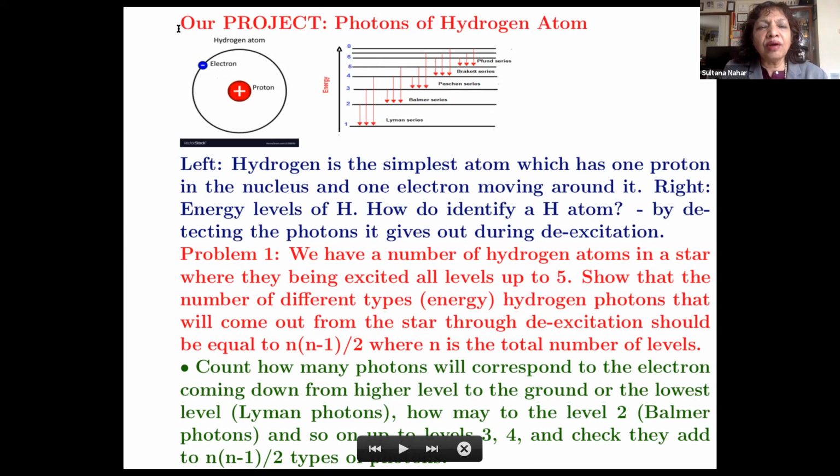So the electron will go out. That is happening all the time in astronomical objects. The electrons get excited, they give out photons, which we capture to study them.